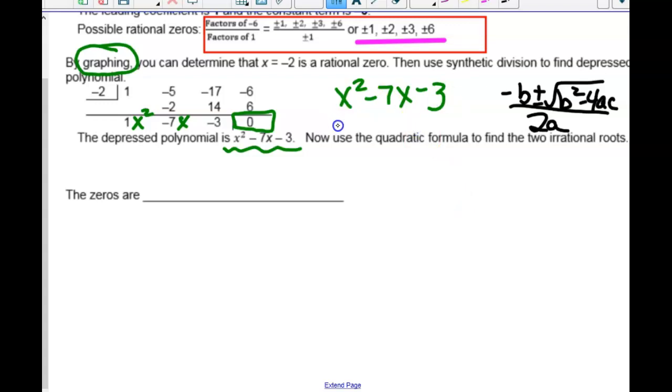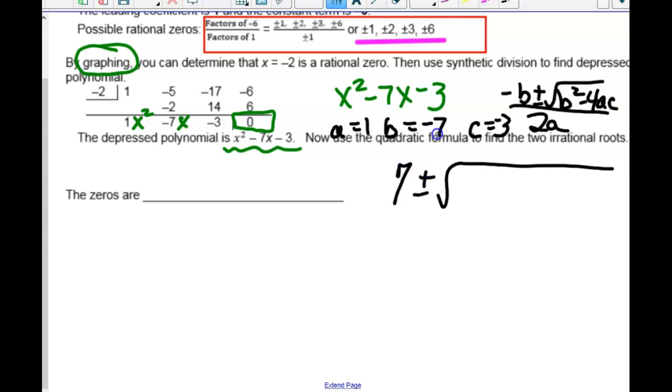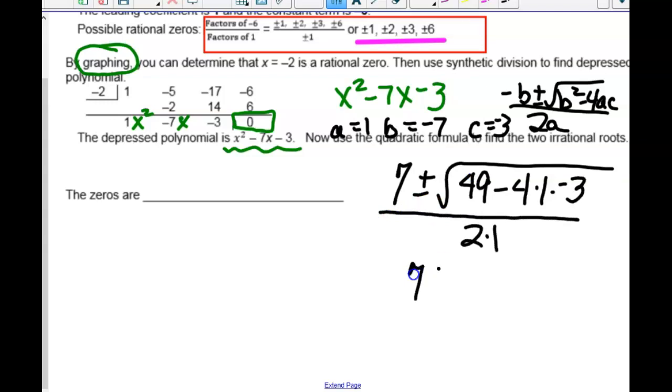Okay, a, b, and c are 1, negative 7 and negative 3. Quadratic formula. Opposite of b would become 7 plus or minus the square root of... What is negative 7 squared, guys? 49. And then it's minus 4 times 1 times negative 3, all over 2 times 1, which will be 7 plus or minus the square root of... This will become positive 12, so you get 61, I believe.